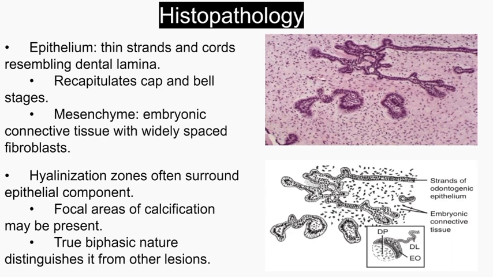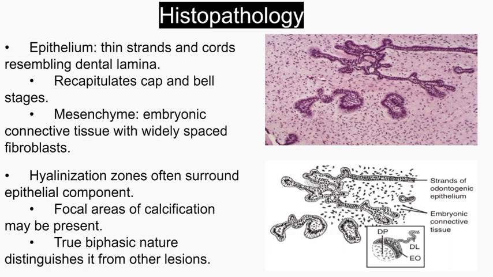Coming to the histopathology, epithelial component. Under the microscope, you will see thin strands and cords of odontogenic epithelium. These resemble the dental lamina in early stages of tooth development. It is very important. This developmental appearance is a key identifying feature.